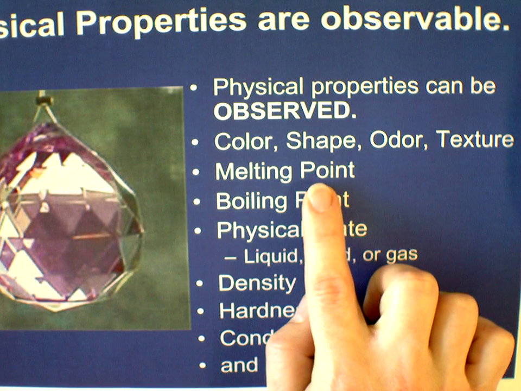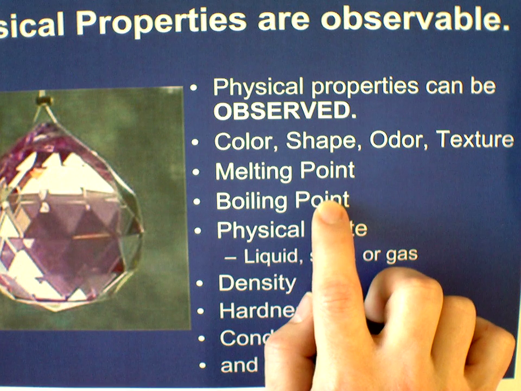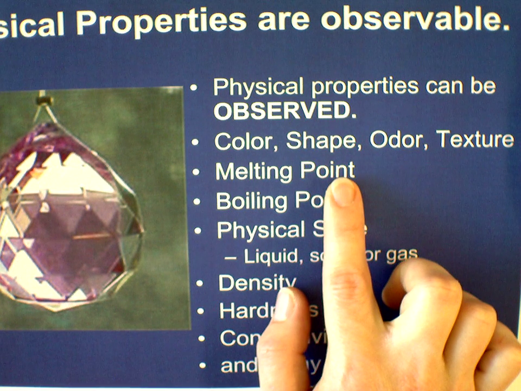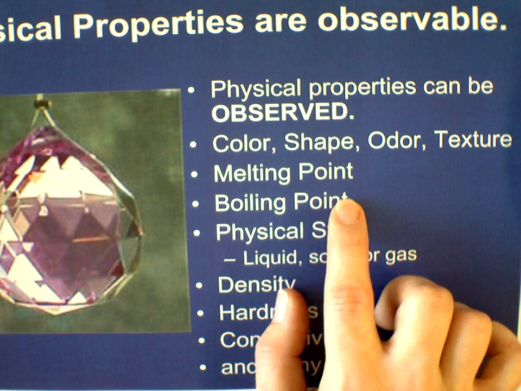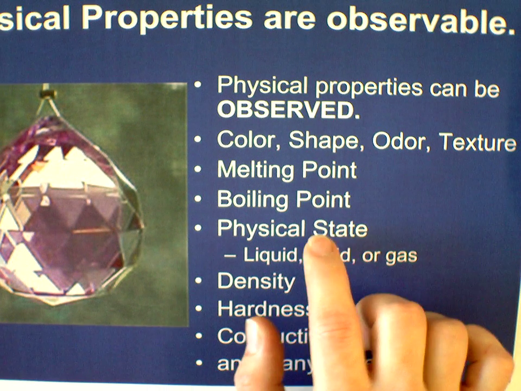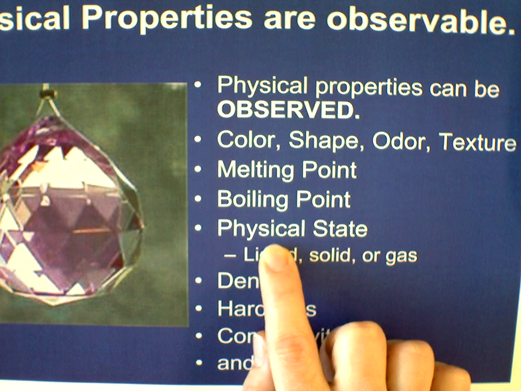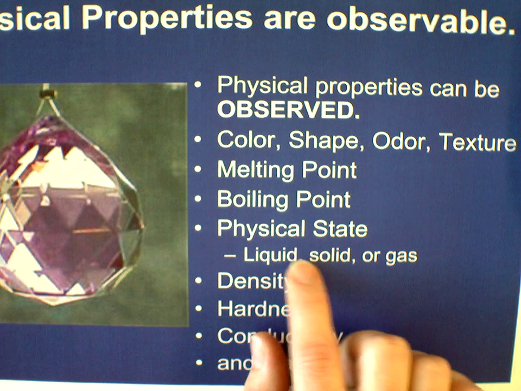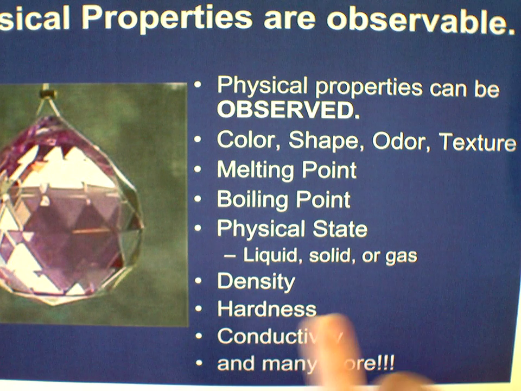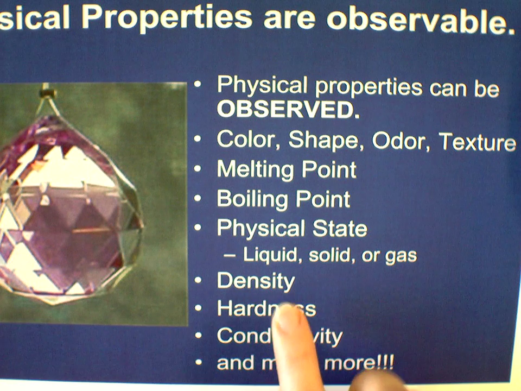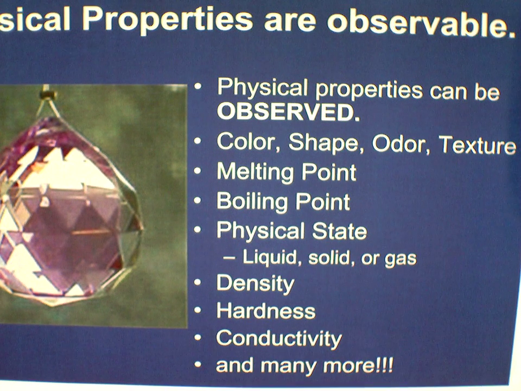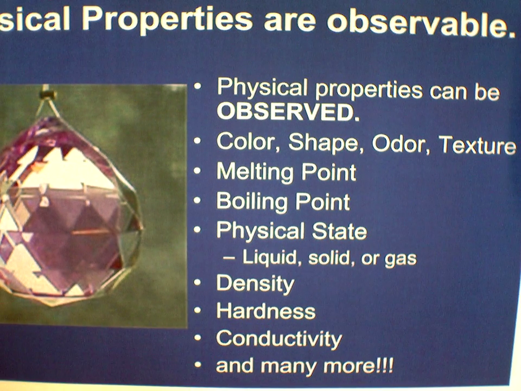Some more specific ones to chemistry: melting points and boiling points. Melting point is the temperature at which something melts. Boiling point is the temperature at which something boils. We can observe the physical state of matter, solid, liquid, or gas. We can observe or measure the density, the hardness, conductivity, and lots more physical properties. These are just a non-exhaustive list of physical properties.